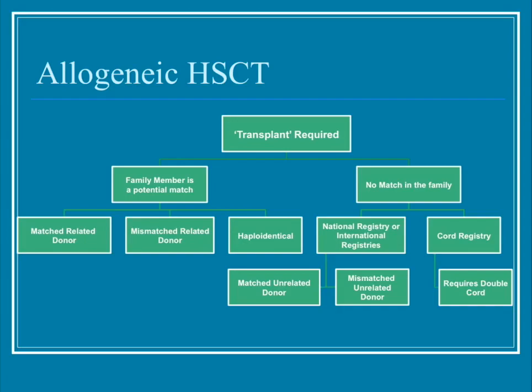If there are no family members or just no matches in the family, we look at national registries. We first look at U.S. registries because we are in the U.S., and then we look at international registries. So that would be a matched unrelated donor or mismatched unrelated donor. And then for the centers that also do cords, if you don't match to someone who's an adult and alive, then we look at the cord registry, due to multiple issues, a lot related to cell count.